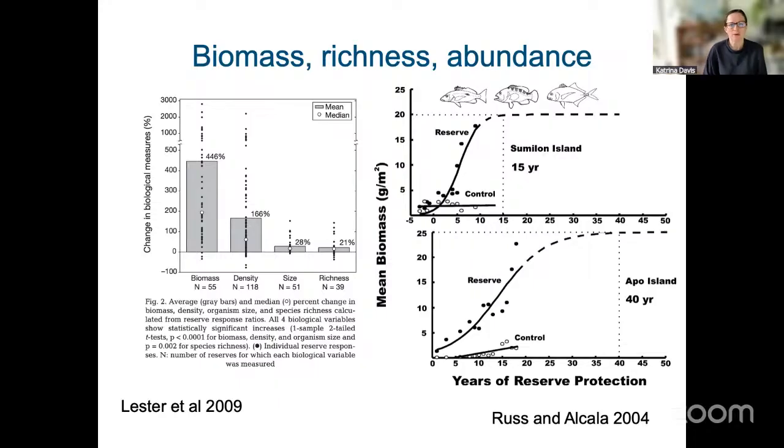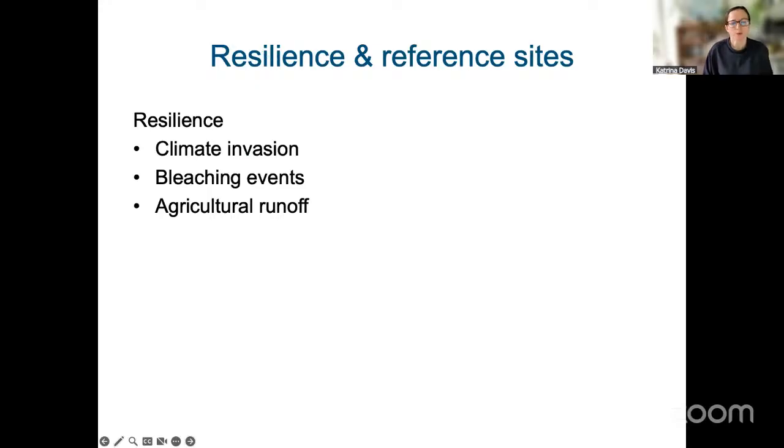But it does tend to be why we don't see an increase in richness initially from studies of marine protected area effectiveness, because most studies are not assessing the benefits over the last 40 years. Okay. So we've spoken about increases in biomass, abundance and richness.